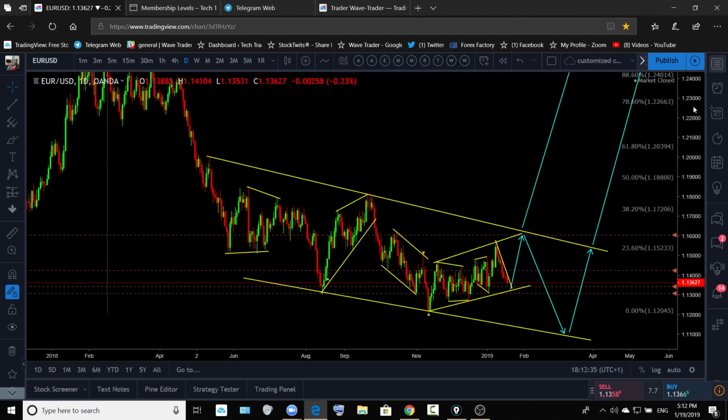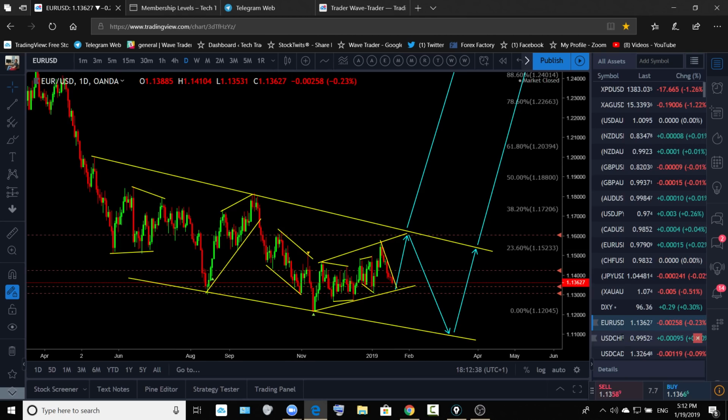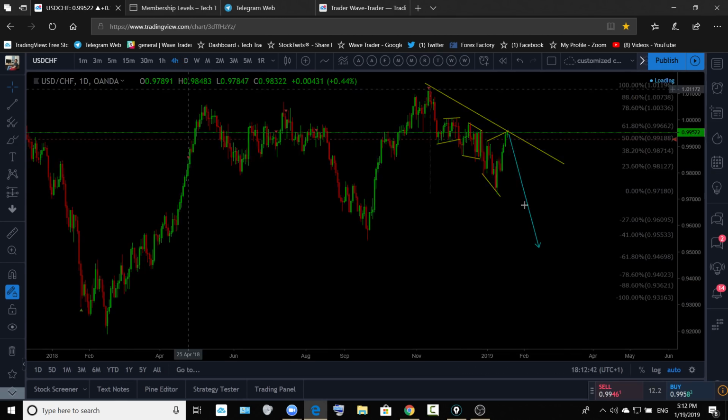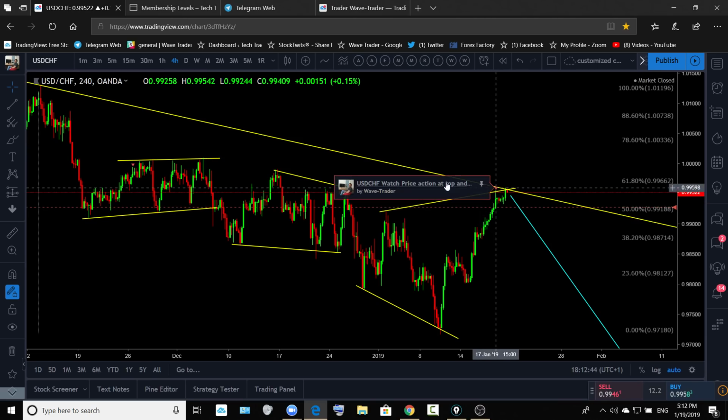All right, so good luck. And look for a similar kind of price action next week on the dollar chief chart. I have already posted it on the social site for you guys.